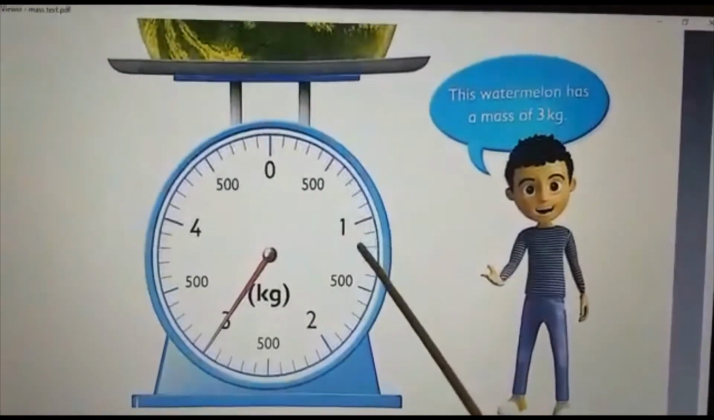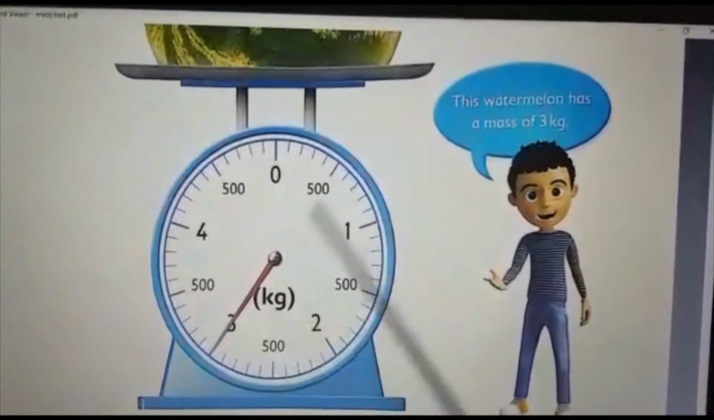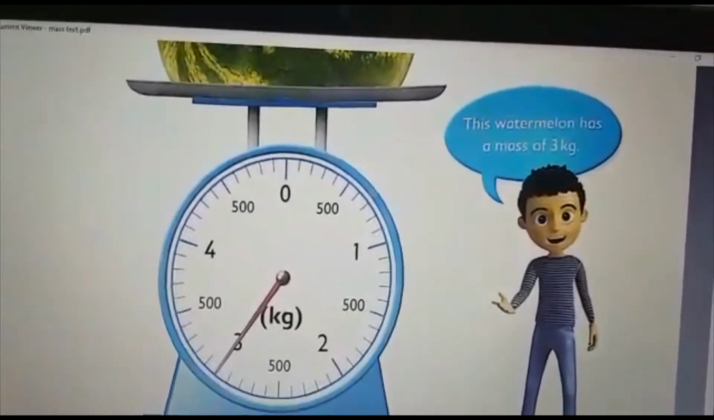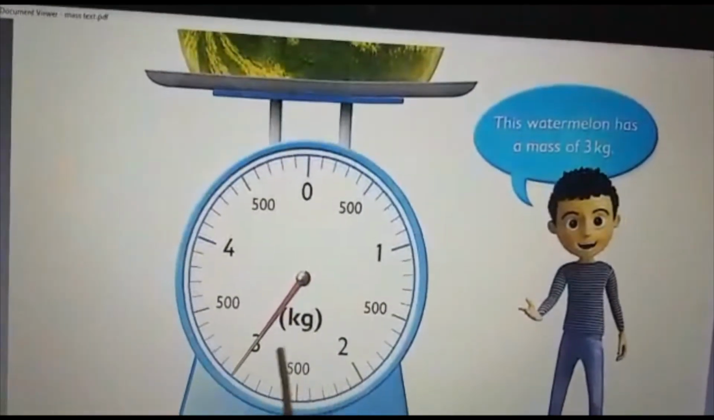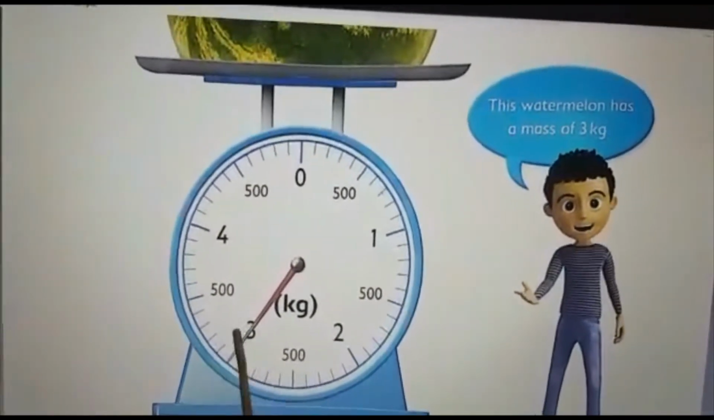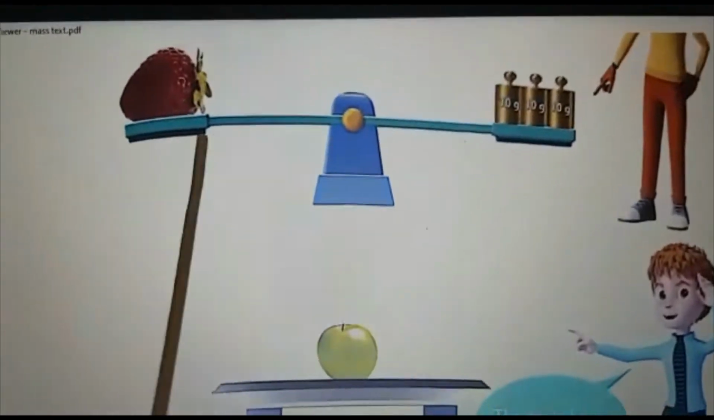Is it clear? So its small divisions represent grams. Either you can represent it in gram or in kilogram. Is it clear? So this one we can say it is 3 kilograms. Now in this balance, you can see a strawberry here.